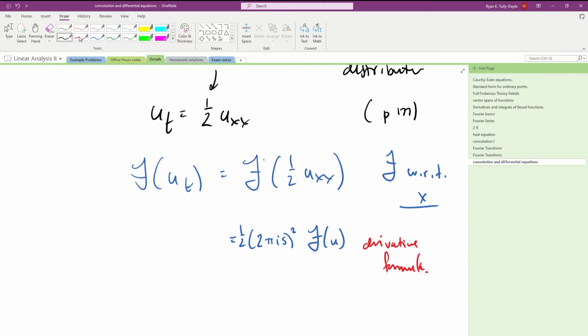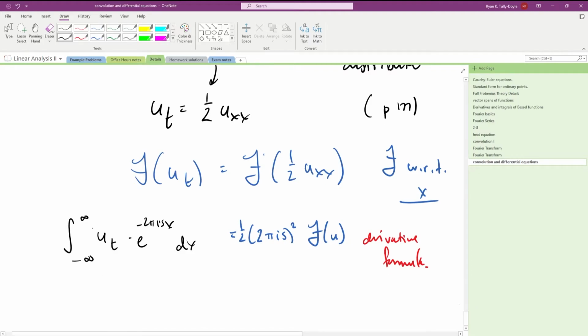On the left-hand side, I have to do something slightly different because I've got a Fourier transform with respect to x, but I'm feeding it a derivative with respect to t. So if I actually wrote down the definition of the Fourier transform, I would get this. This is going to be the integral from minus infinity to infinity of u_t times e to the minus 2 pi i s x dx. Those variables are x in there because this is a Fourier transform with respect to x. This is the integral from minus infinity to infinity of d by dt of u times e to the minus 2 pi i s x dx.